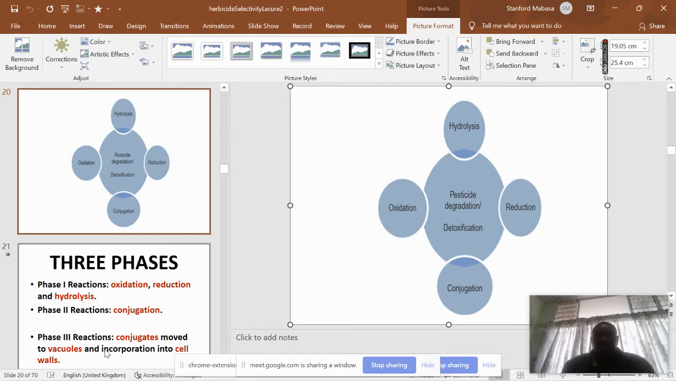So the herbicides are broken down in the plants via three phases.